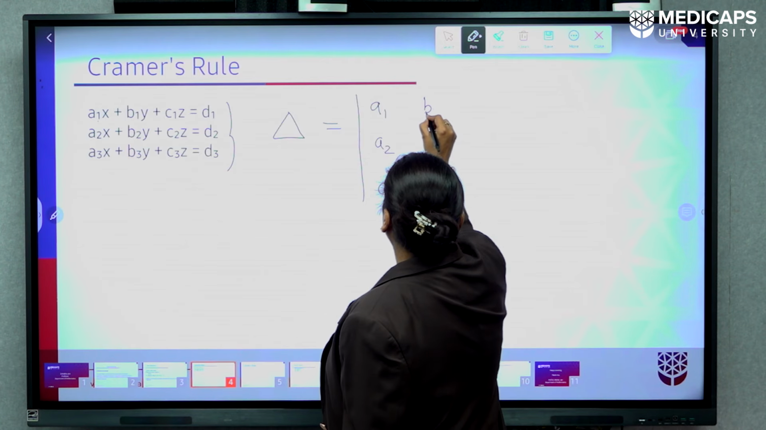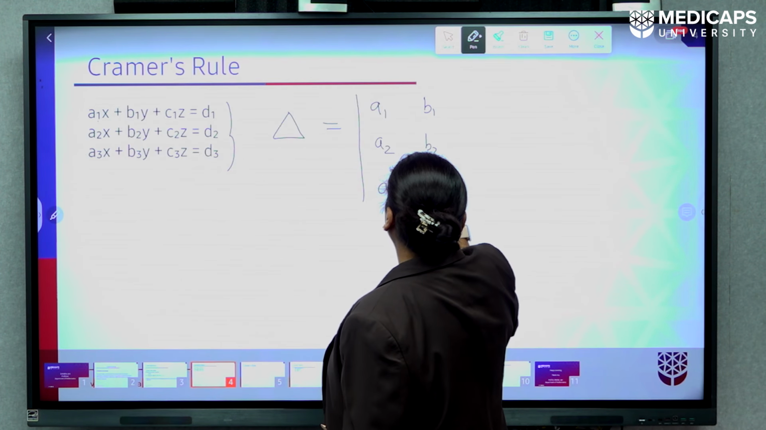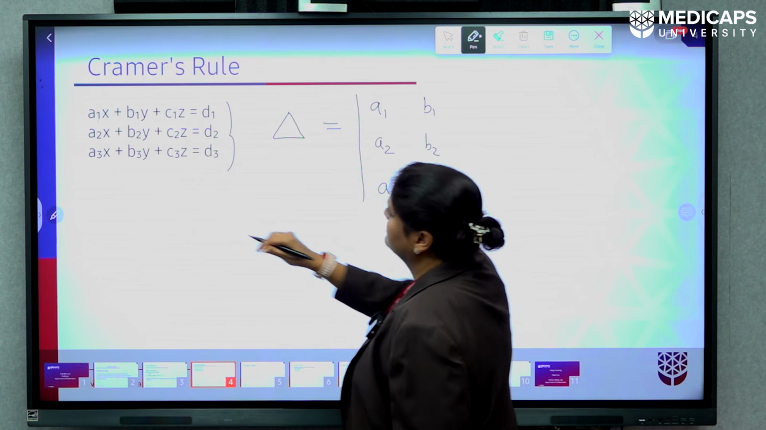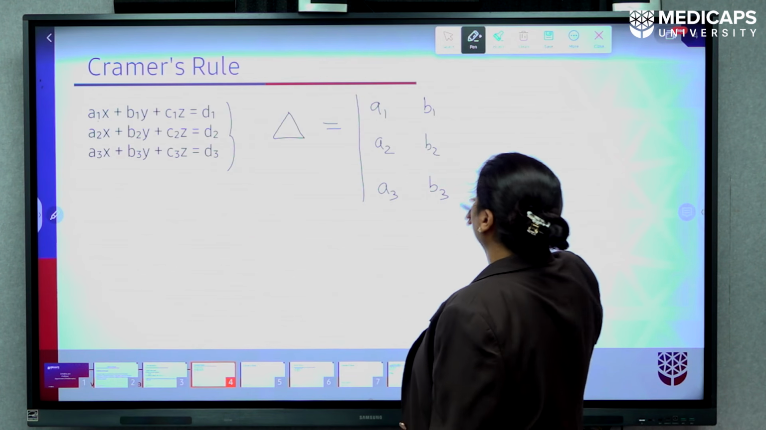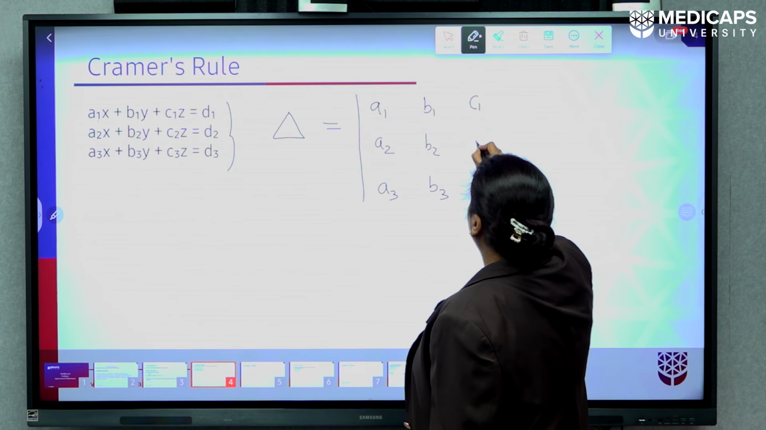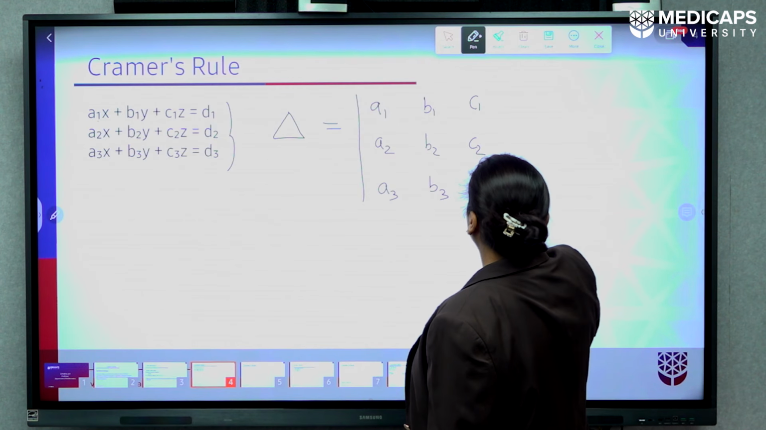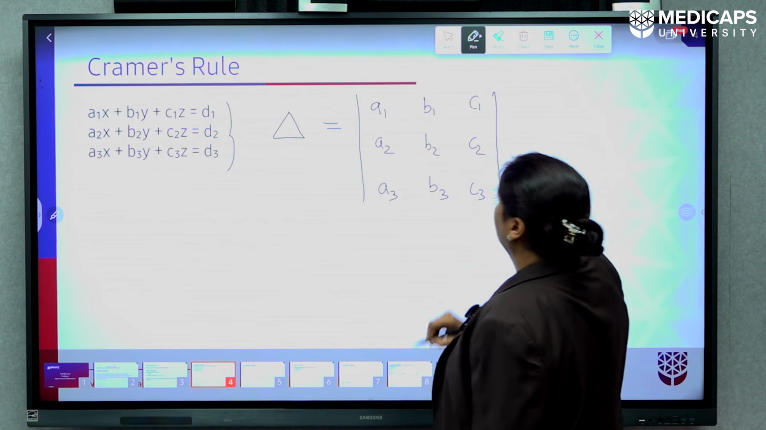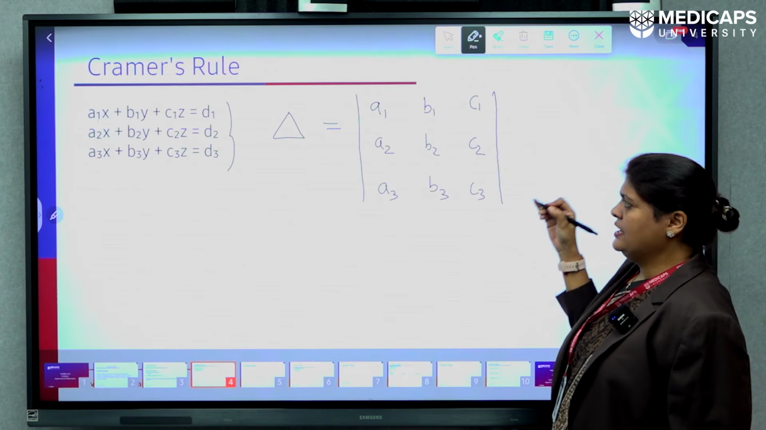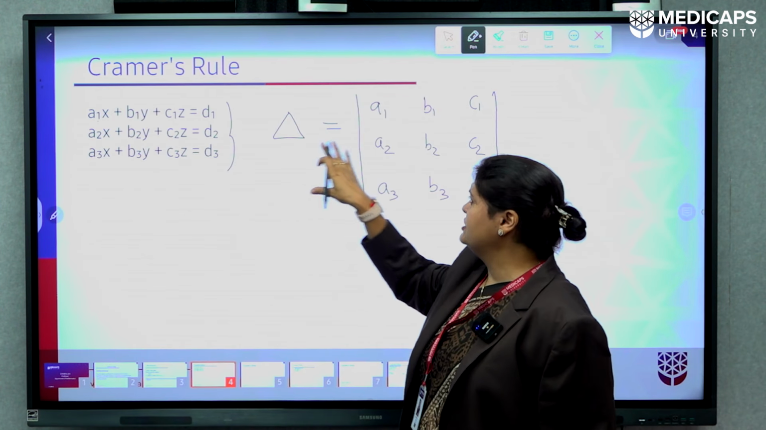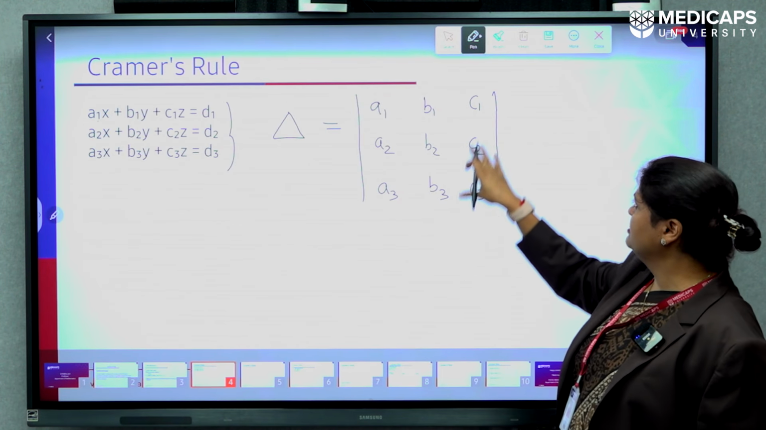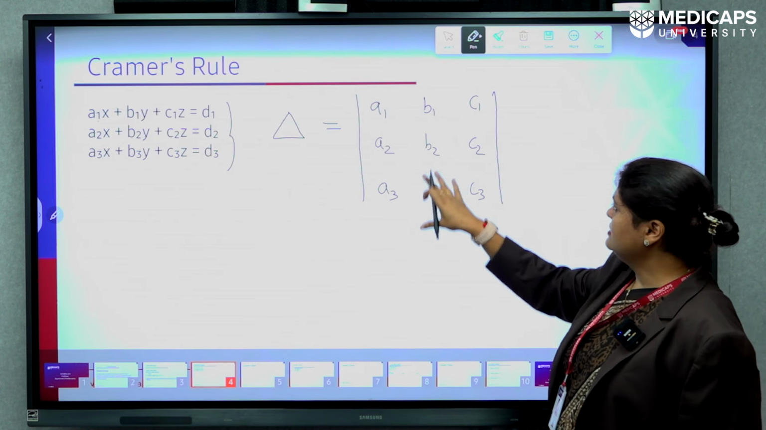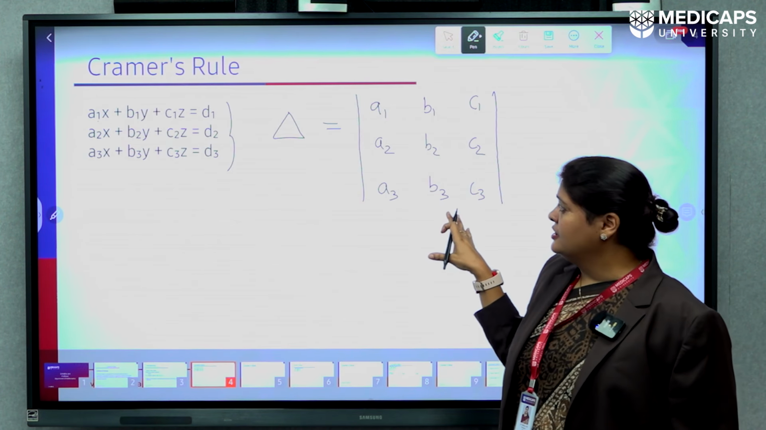Then we will see the coefficient of y in all three equations. They are b1, b2 and b3. Similarly, the coefficient of z is c1, c2 and c3. So this is the coefficient matrix: a1, a2, a3, b1, b2, b3 and c1, c2, c3. We can solve this 3 cross 3 determinant.